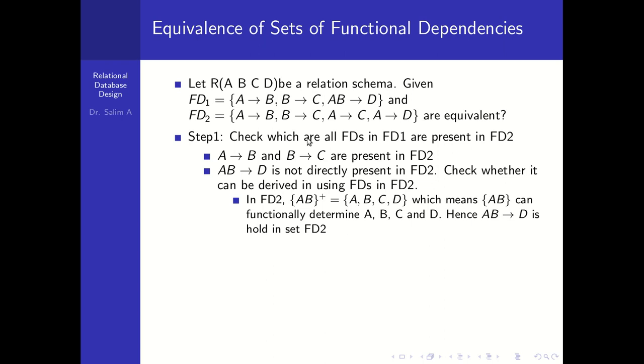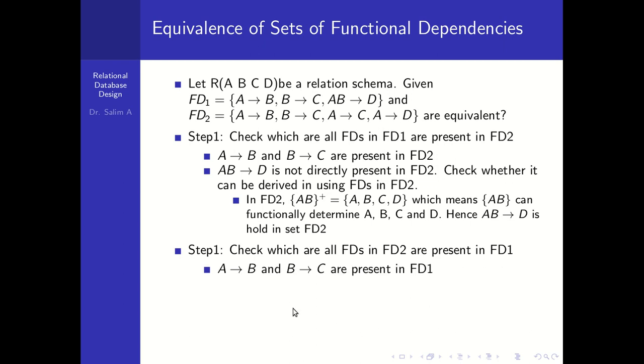Therefore, this part is equivalent. Now we'll check whether the FDs given in FD2 are present in FD1 or not. Again, the first two are present as such. The third and fourth, A determines C and A determines D, are not present as such in FD1. Therefore, we'll check whether A closure will give C and D. If so, it will work. This is step 2: check whether all FDs in FD2 are present in FD1. A determines B and B determines C are present in FD1.